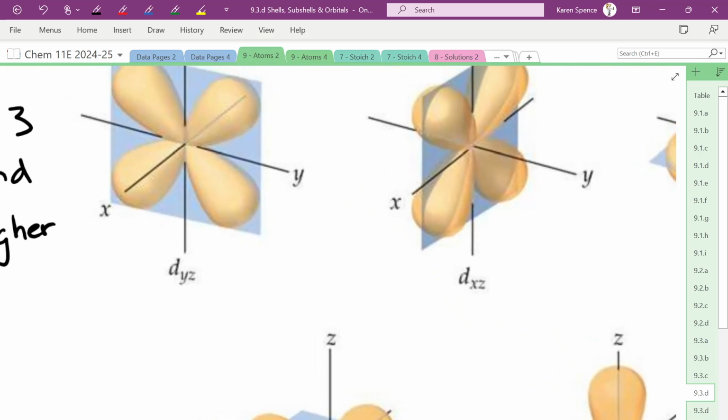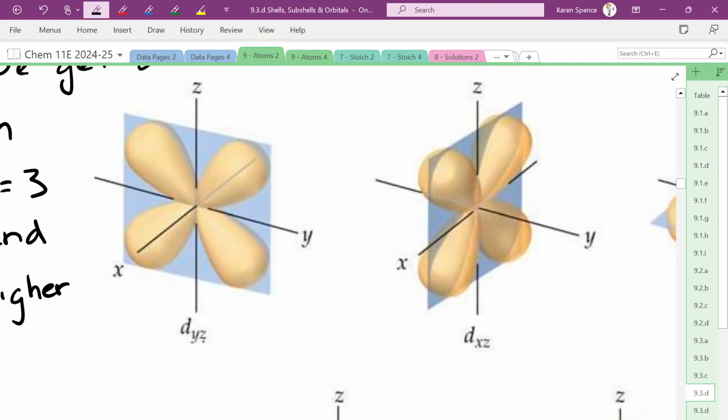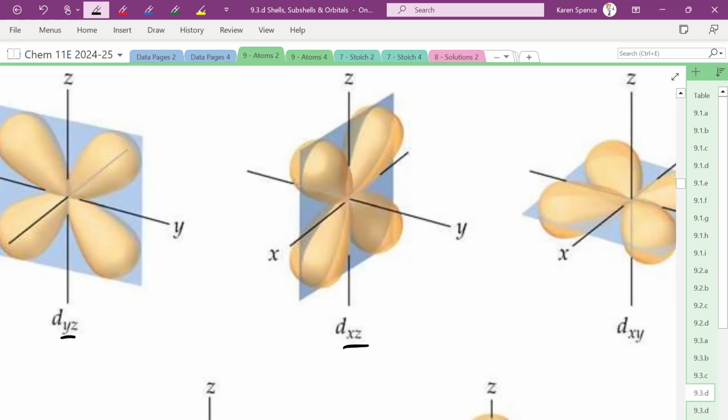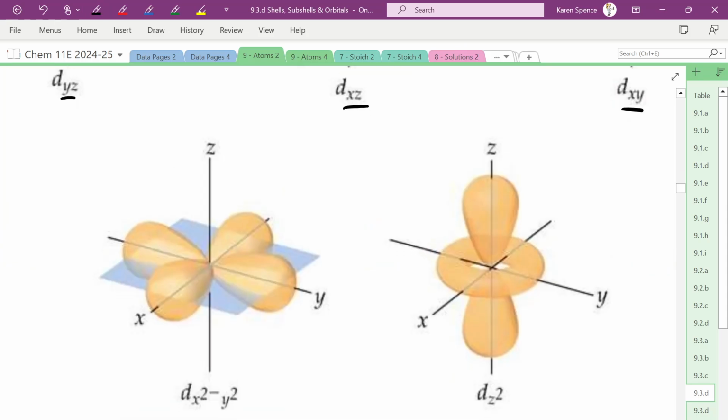Okay, so we have dxy, which is in the xy plane, or sorry, dyz, which is in the yz plane, dxz, which is in the xz plane, dxy in the xy plane. We have dx squared minus y squared. I don't even know what that means. Okay, and then we have dz squared, which I don't really get either.